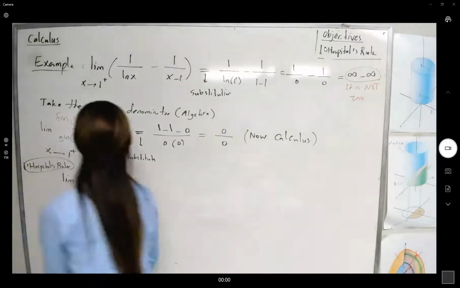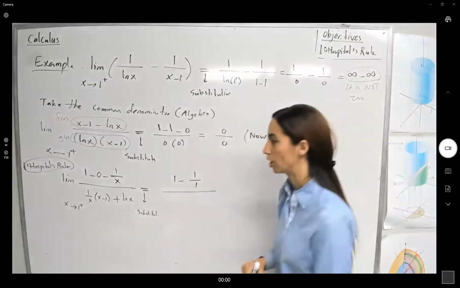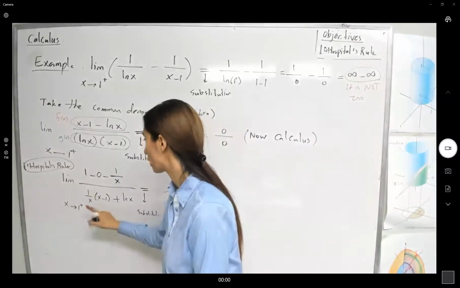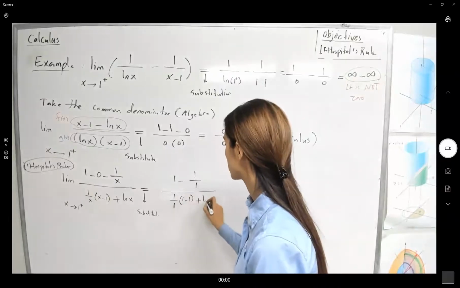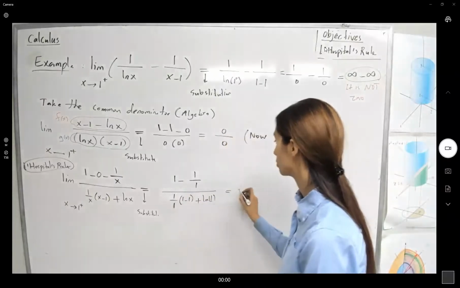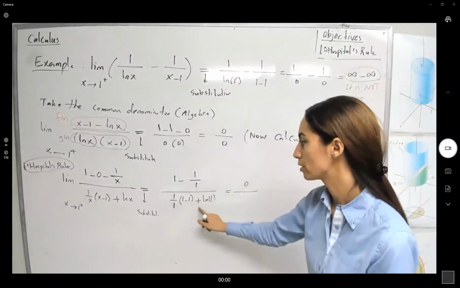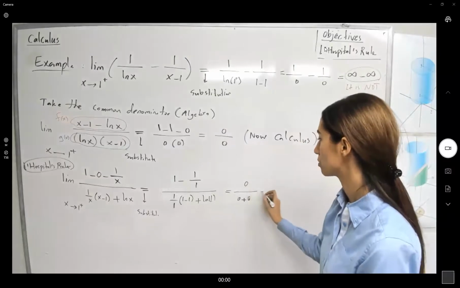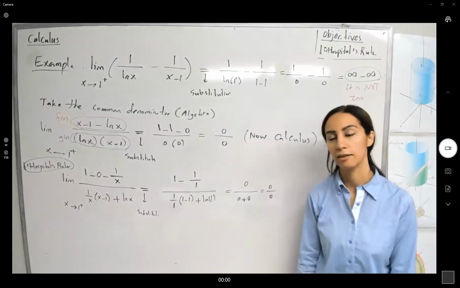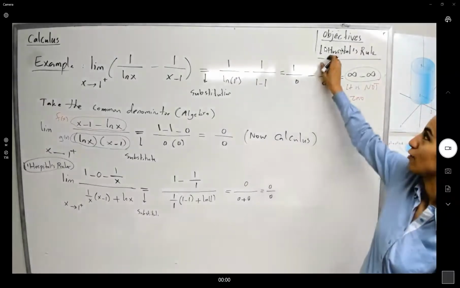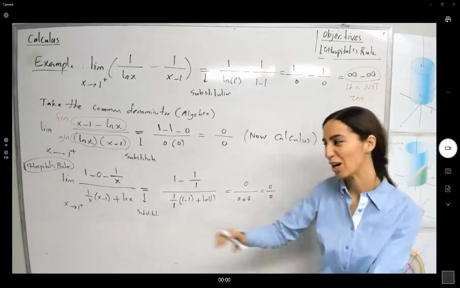Substitute 1. What do you get? You get 1 minus 1 over 1 divided by, here you have 1 over x, which is 1 over 1, times 1 minus 1, plus ln of 1. What do you get? You get 0 divided by, very well, 0 plus 0, which is 0. We have 0 over 0 again. What's the meaning of that? We have to reapply L'Hôpital's rule one more time.